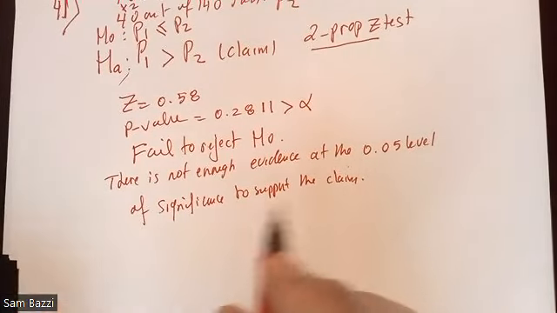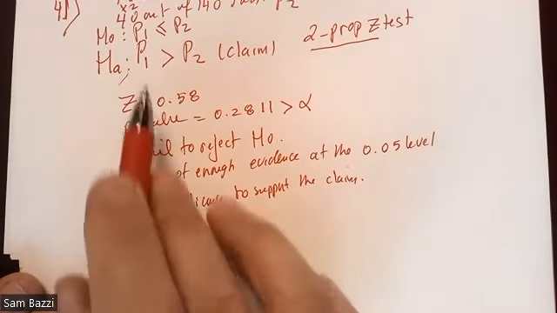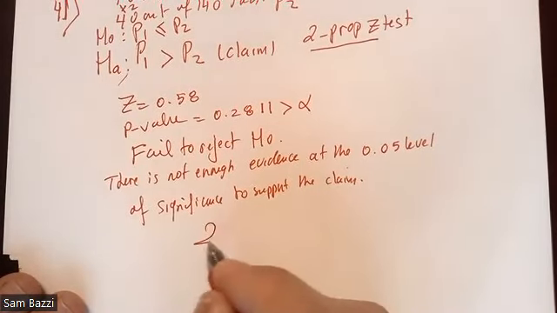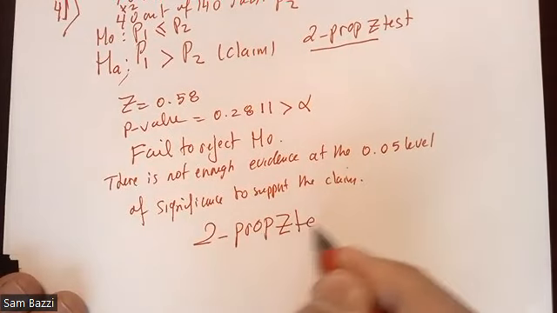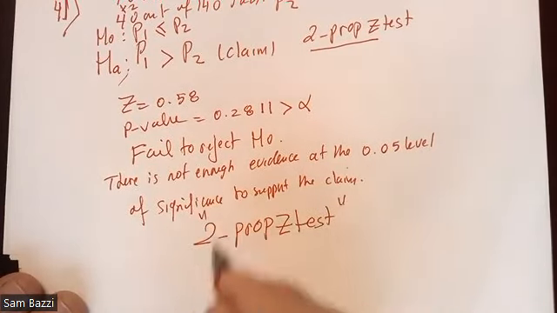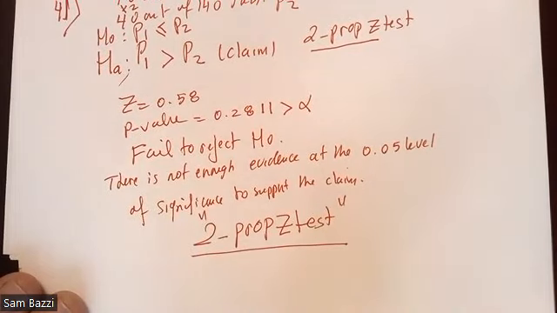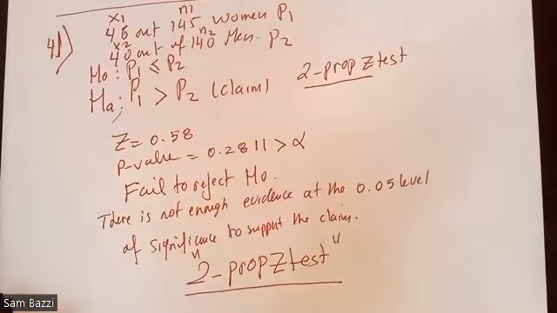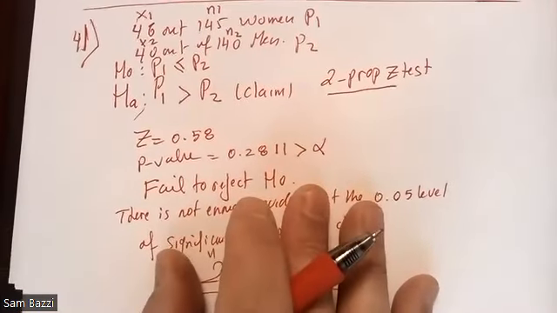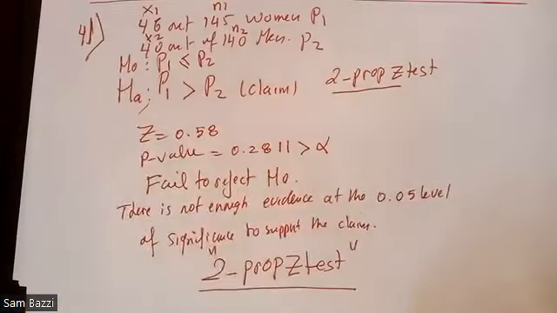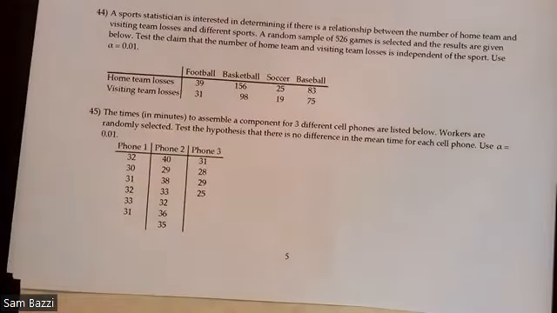Any questions about 41? So when you have 2 proportions, guys, this is the name of the test. Don't forget it. 2-prop Z test using the p-value approach. It's a very, very important test. I cannot emphasize how important this test is. Very important. All right. Let's look at the next question.